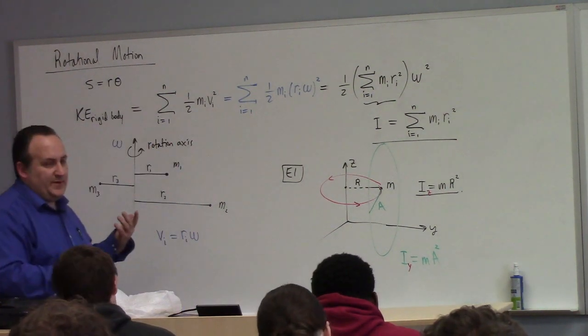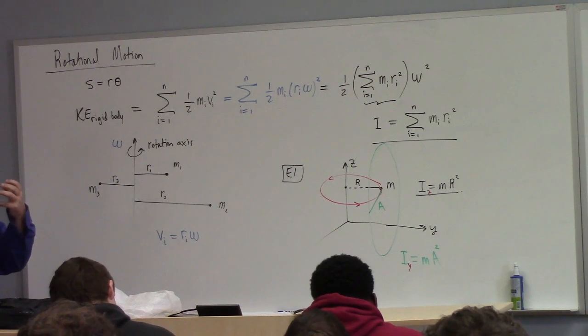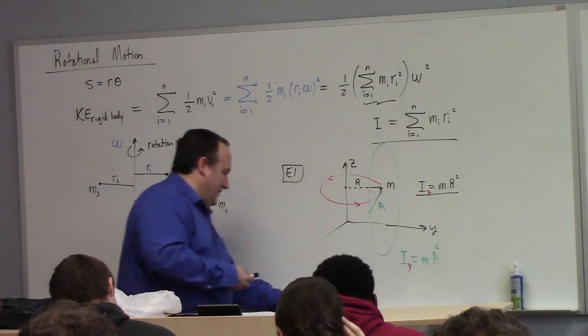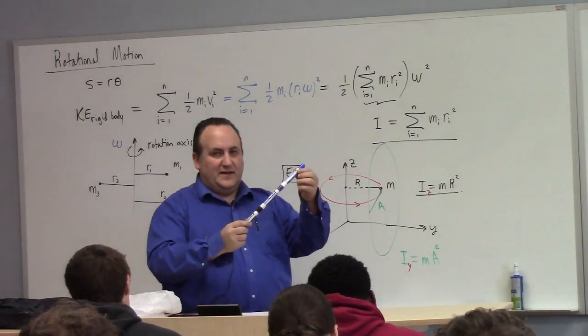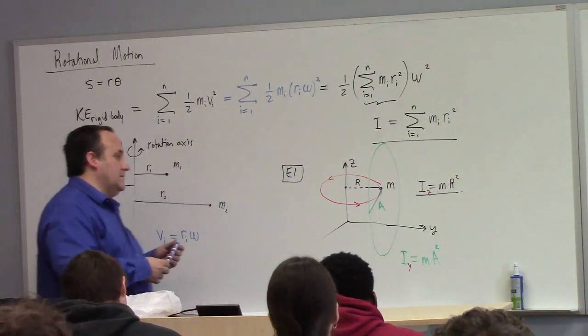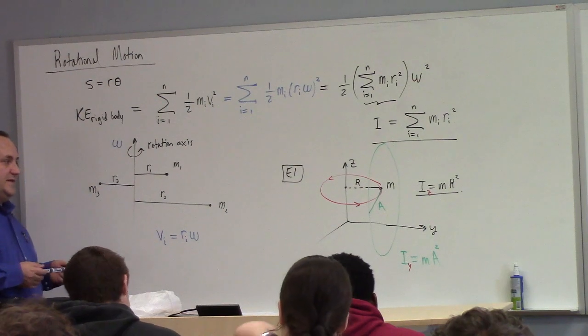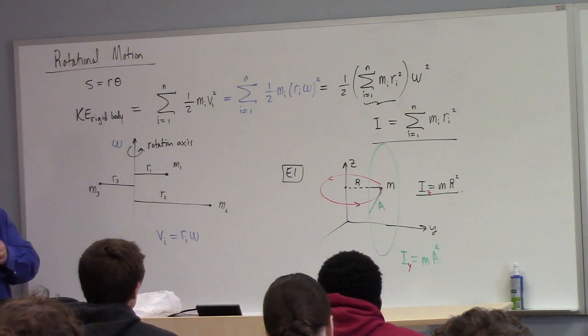Obviously we don't just want to talk about point masses. It's hard to imagine a bunch of point masses forming a rigid body anyway. It's much easier to think about a whole infinity of masses. Just to clarify on the radius, that distance is always perpendicular to the axis of rotation. That's right, perpendicular to the axis of rotation. That's the r involved.